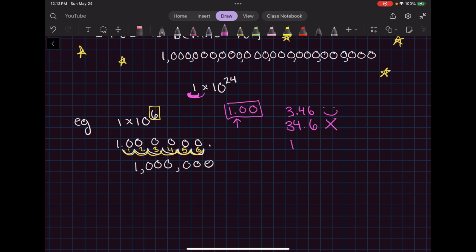So another example is 10.00 would also not work, but 1.00 would. Alright, let's do another example.